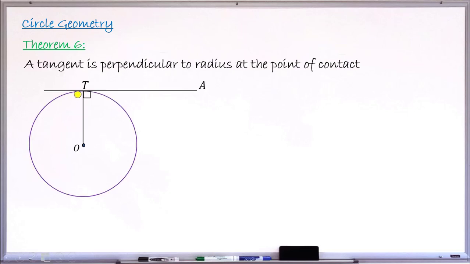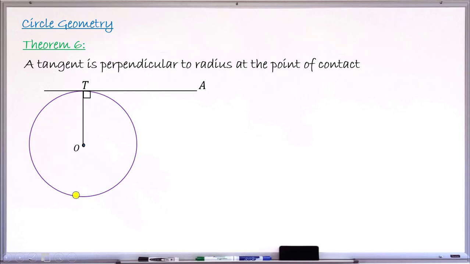My dear student, to begin the lesson, let us learn another theorem, which is theorem number 6. This theorem is also another vital tool that you can use to solve problems in circle geometry. So let us learn the theorem. This theorem says a tangent is perpendicular to the radius at the point of contact. If you have a circle, remember a tangent is just a straight line touching your circle at just one point. It is just touching, not crossing, not cutting.